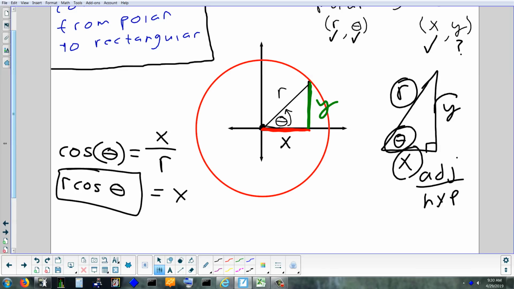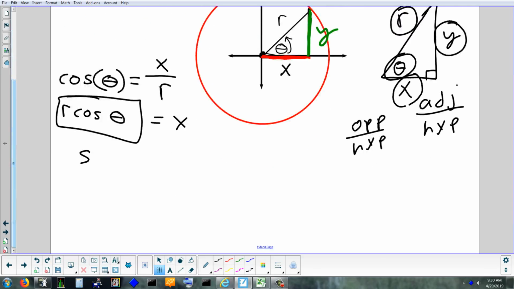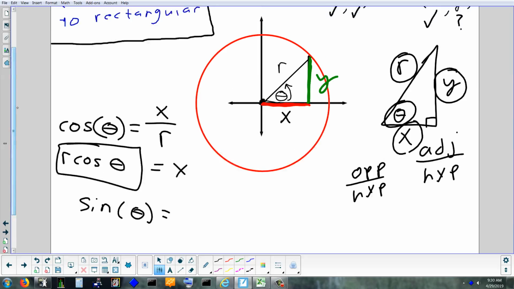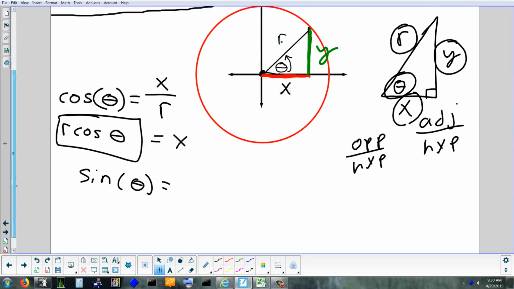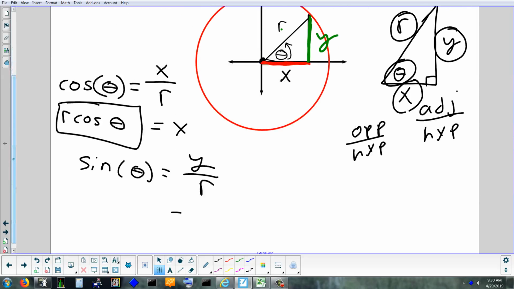Great. Now, let's do the same thing for the y. What position is y in? It's not adjacent, because we just used that. This is what? Opposite. So now to do y, I need a trig function that has these two. Sine. So we're going to set up pretty much the same thing. Sine of my angle equals opposite over hypotenuse, y over r. And when I get y by itself, what's the formula for my y value?